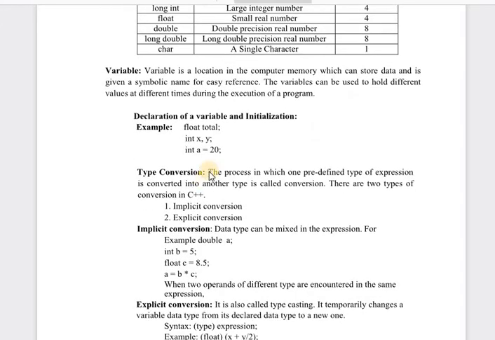So here is a declaration of variables and initialization. float total. Now total is a variable name, it is an identifier, and it has the data type float. Now x and y, these both are integer type variables. Now here we are assigning the value 20 to the variable a, it is known as initialization. So at the time of declaration we can initialize the value like: data type, variable name equal to value, semicolon. Now type conversion.